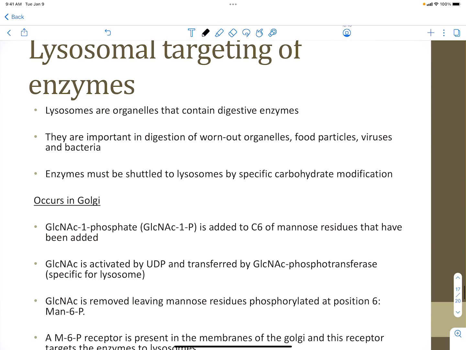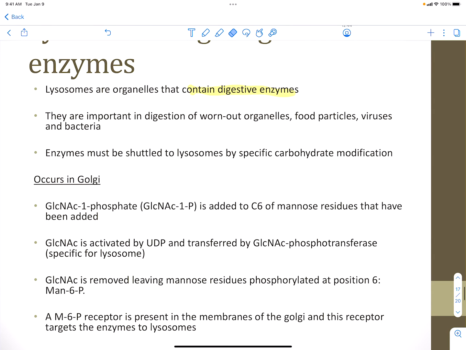So lysosomes are going to be important because they contain digestive enzymes. So the enzymes, of course, are going to be made in the endoplasmic reticulum from messenger RNA, and then they have to get tagged to go to the lysosomes. They're going to digest cell components that are worn out, such as organelles. They're also going to break down different products. They can also take in viruses and bacteria and break them down as well. And it's important to get the enzymes there.